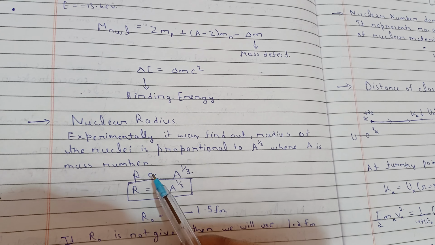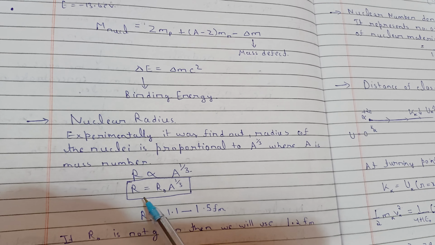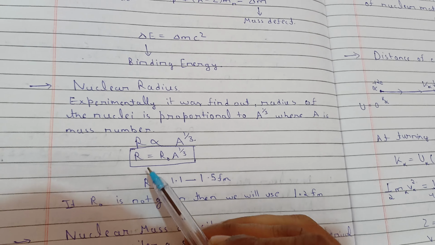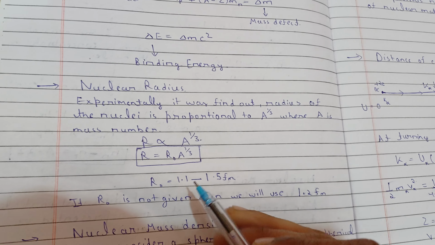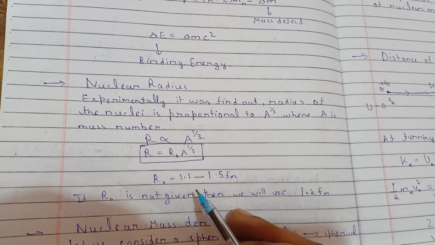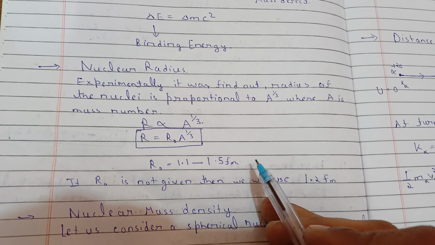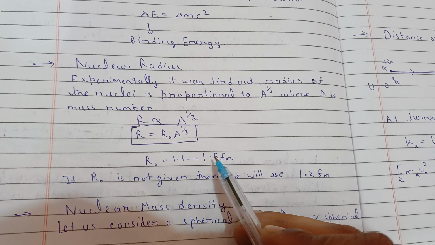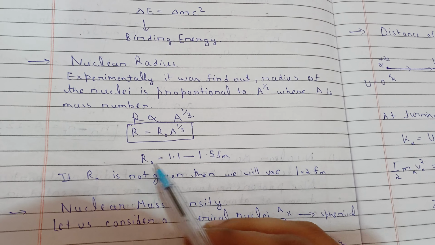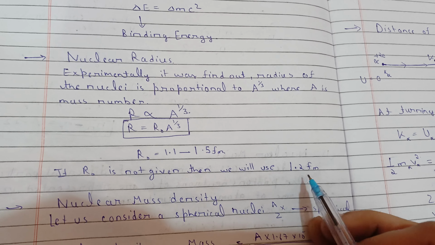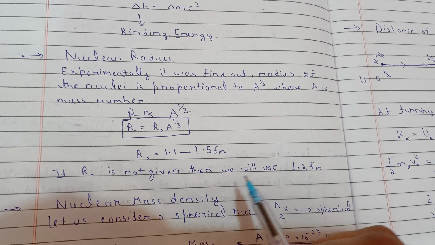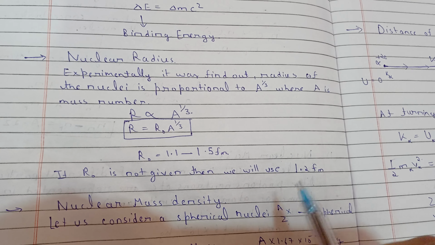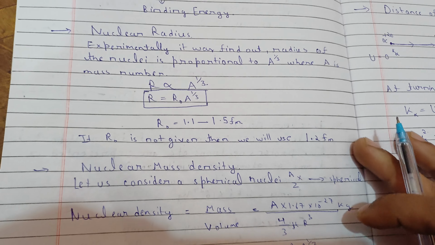Now remove the proportionality sign and you get a proportionality constant, that is r naught. R equals r naught A to the 1 upon 3. Now what is the value of r naught? That is about 1.5 Fermi. And see, if in the question the r naught value is not given, then you will use 1.2 Fermi. So if r naught is not given, we will use 1.2 Fermi. You must remember this number.